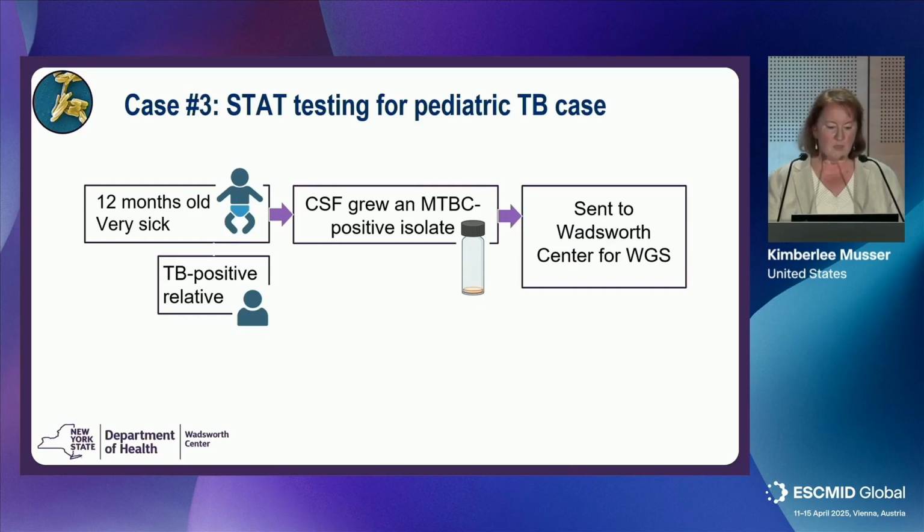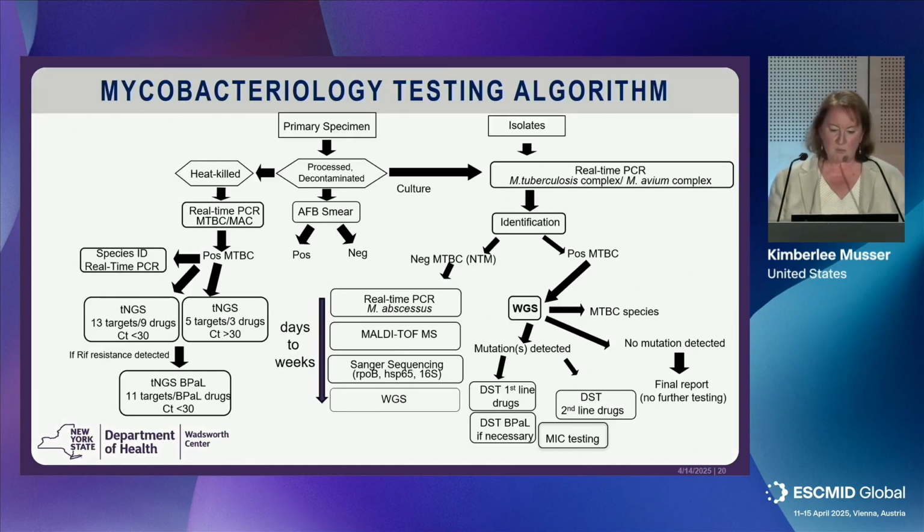And in the last case, we had stat testing, and this is the case we did in less than 24 hours. A 12-month-old that was very sick had a TB-positive relative. We had a CSF sample that grew an MTBC-positive isolate. This was sent to us at Wadsworth Center. And we were able to determine with the targeted NGS result in less than 24 hours that this was a pan-susceptible strain in terms of treatment.